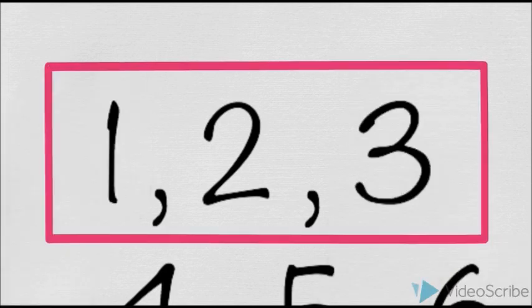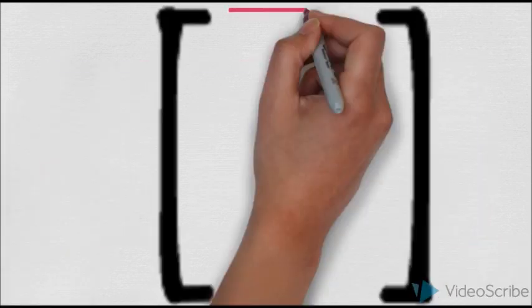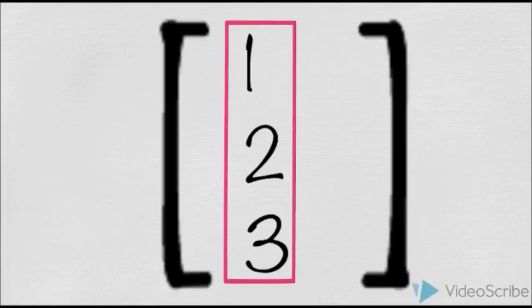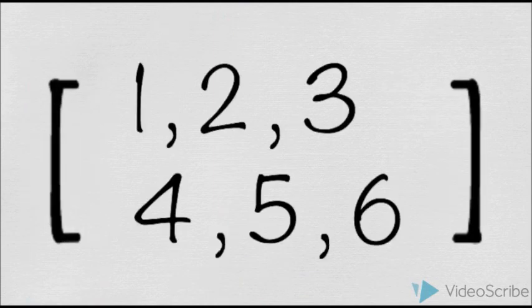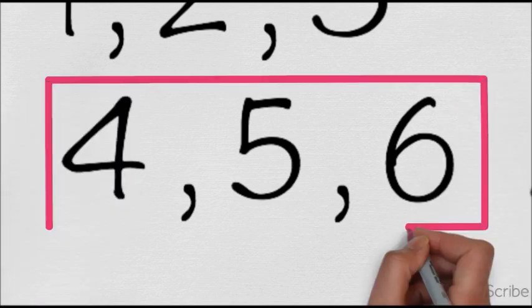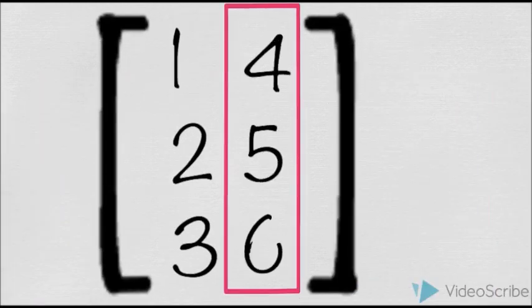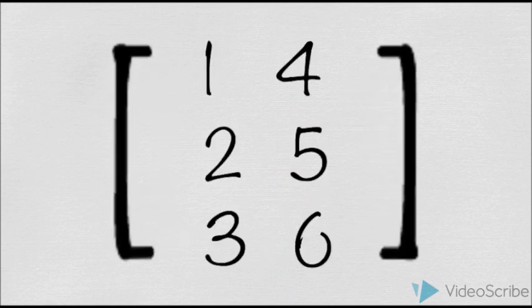We'll take the first row, 1, 2, and 3, and we will put it in a column in the same order, 1, 2, and 3. Now let's repeat that with the second row. We'll take 4, 5, and 6, and we will rewrite them into a column in the same order, 4, 5, and 6. Now that's how the new matrix looks, and the process of transposing is all done and ready.